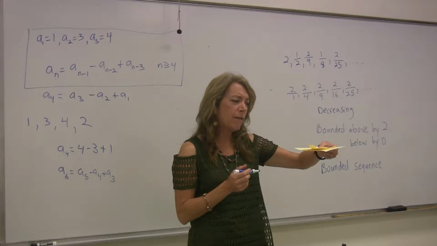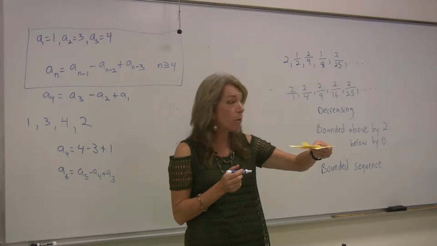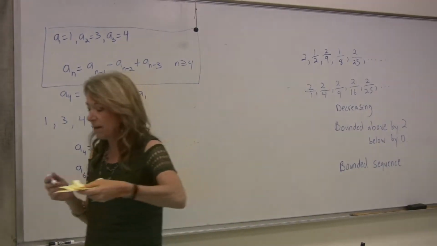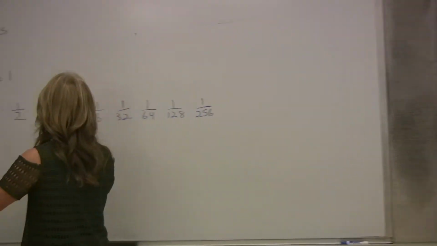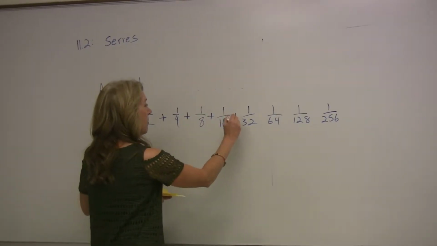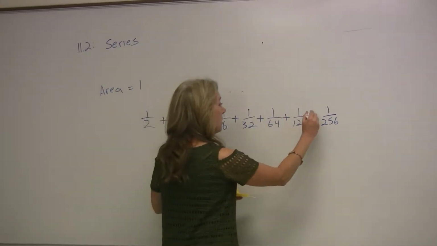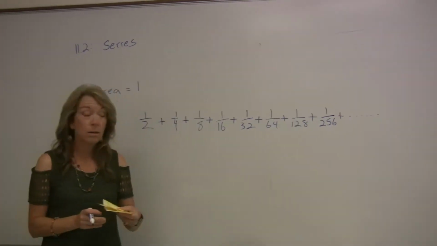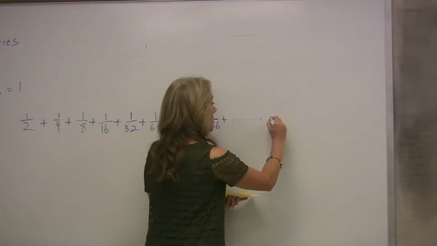What is the area of all of these combined? 1. You agree with that? All of these combined add up to 1 because it's the whole piece of paper. If I take that first one, which was a 1/2, and add it to the 1/4, and add up all these pieces forever, you agree that all of those add up to 1?